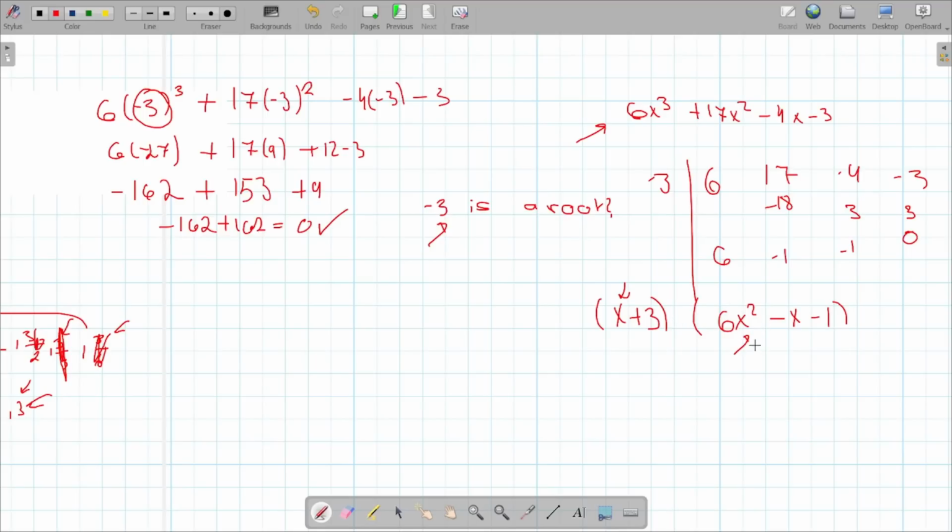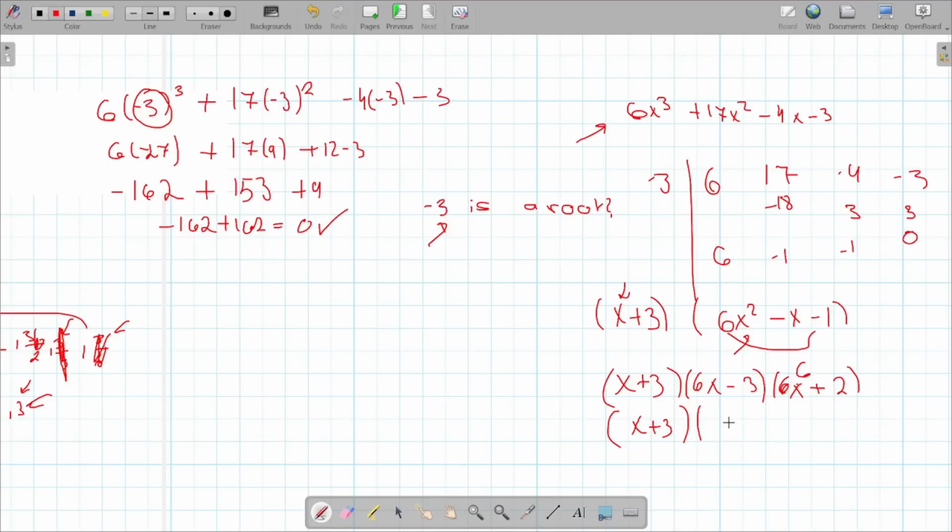Yes, you can. Which two numbers? 6 times 1 is 6. Which numbers multiply to get 6 but subtract to get 1? 3 and 2. So 6x and 3, 6x and 2. What are the signs? Minus here, plus here.